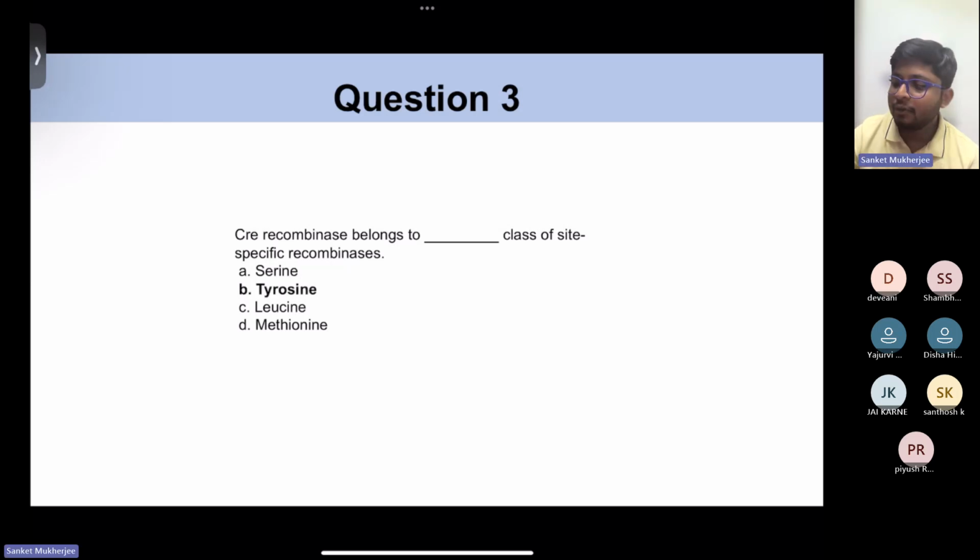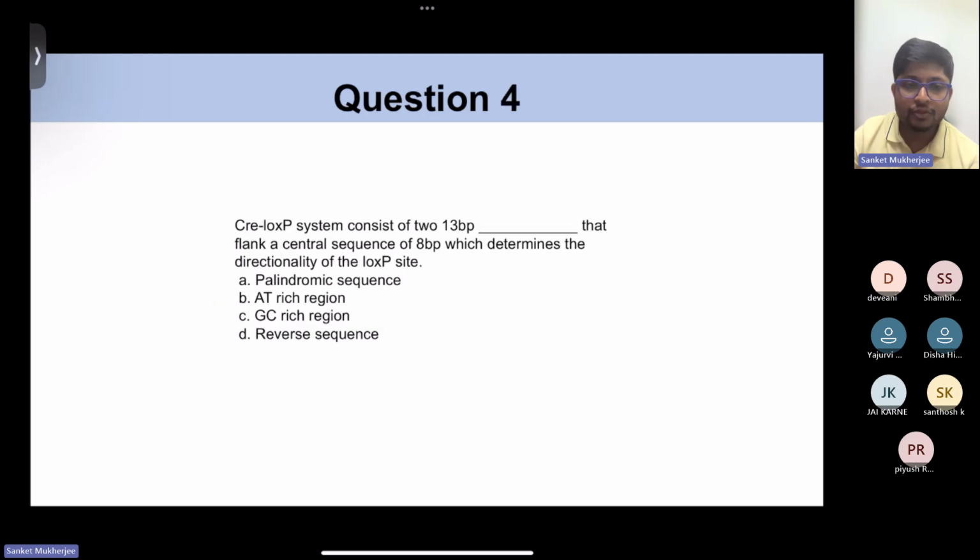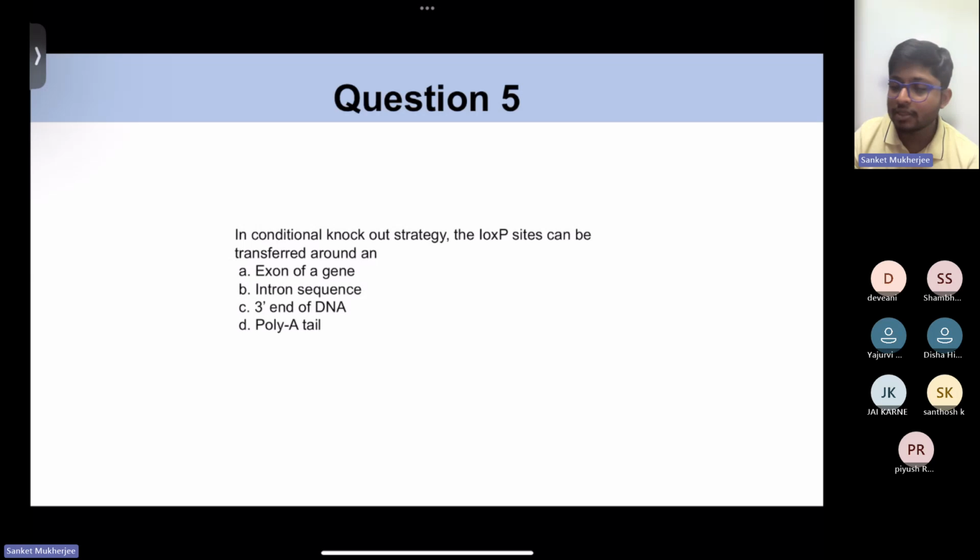Tyrosine. You are right. Tyrosine is the right answer to this. Cre-LoxP consists of two 13 base pair repeats that flank a central sequence of 8 base pairs, which determines the directionality of the LoxP site. Is it palindromic sequence, AT-rich region, GC-rich region, or reverse sequence? Palindromic sequence. You're right. Palindromic sequence is the answer.